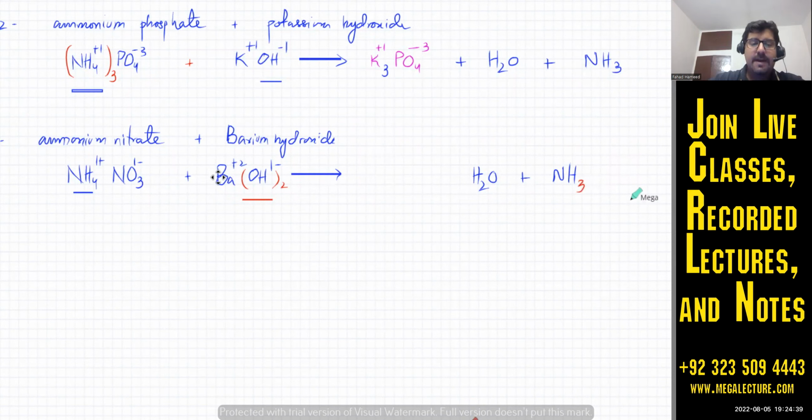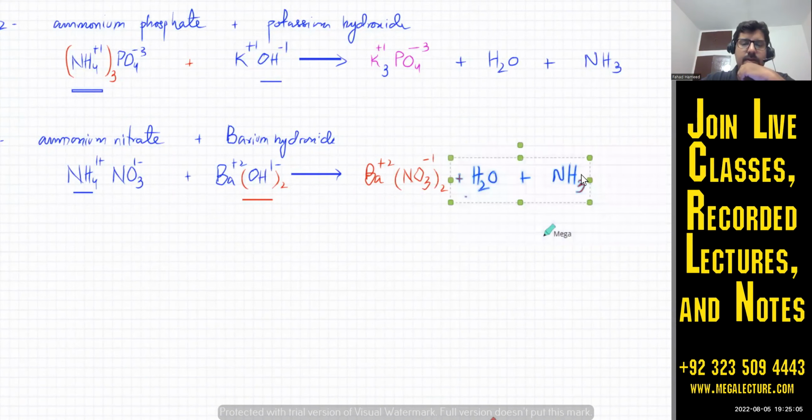What's left behind is barium and NO3, that's the salt. So it's Ba +2 and NO3 -1, and it's going to be Ba and NO3 twice, right? That is what our salt is going to be in this case. So this will be barium nitrate. Anyways, it's going to be barium nitrate.